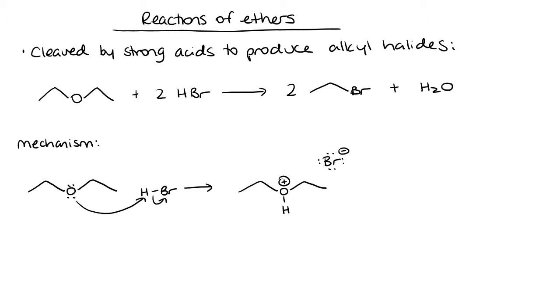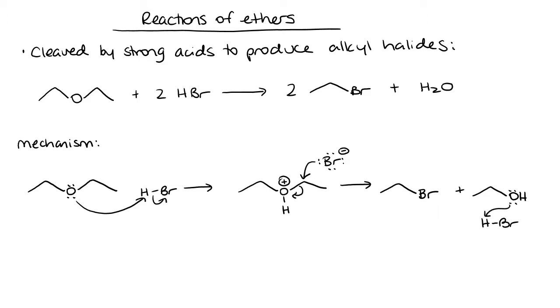And what it's going to do is come in and attack either carbon that's connected to the oxygen. It doesn't matter which one, they're both ultimately going to react. So we'll just go ahead and choose the one on the right first. We'll attack this carbon, kick off the electrons, and give them to the oxygen atom. Now at this point, we have formed our first alkyl halide. We also have ethanol. Since we have an excess amount of acid in the solution, the ethanol will continue to react.